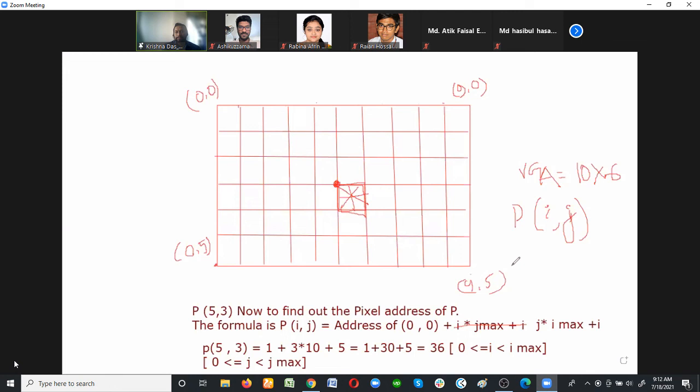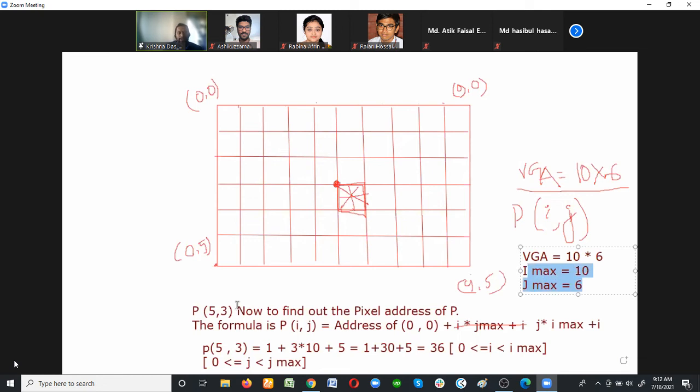Very simple. The only condition is whenever the VGA is, say, 10 into 6, then the VGA is 10 into 6. That means that I max is 10, while the J max is 6. Okay, so on the basis of that, we can do it.